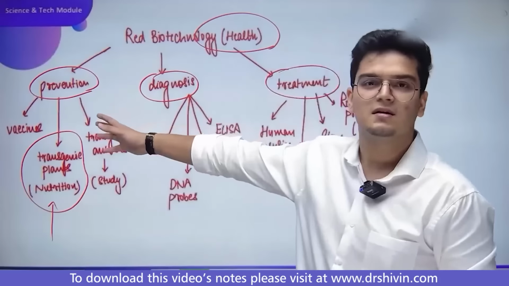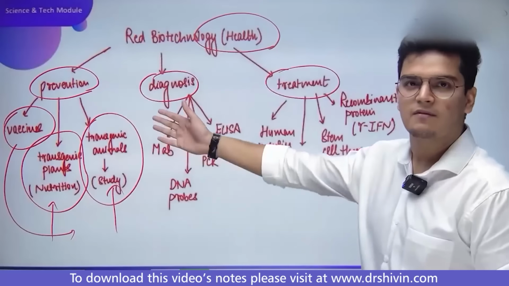प्रिवेंट हो गई ना डिजीज, आपको बेटर न्यूट्रिशन मिल रहा है थ्रू ट्रांसजेनिक प्लांट. एप्लीकेशन 1. सेकंड इज ट्रांसजेनिक एनिमल बना दूं टू स्टडी ह्यूमंस एंड ह्यूमन डिजीजेस. ये भी हम देख चुके हैं. तो दिस इज आल्सो प्रिवेंशन. आई एम स्टडिंग ह्यूमन डिजीज बिफोर हैंड, तो उसे कैसे प्रिवेंट करना है मुझे पता चल जाएगा. एंड थर्ड इज वैक्सीन. वैक्सीन तो हम बना ही सकते हैं, वैक्सीन आर प्रिवेंशन.